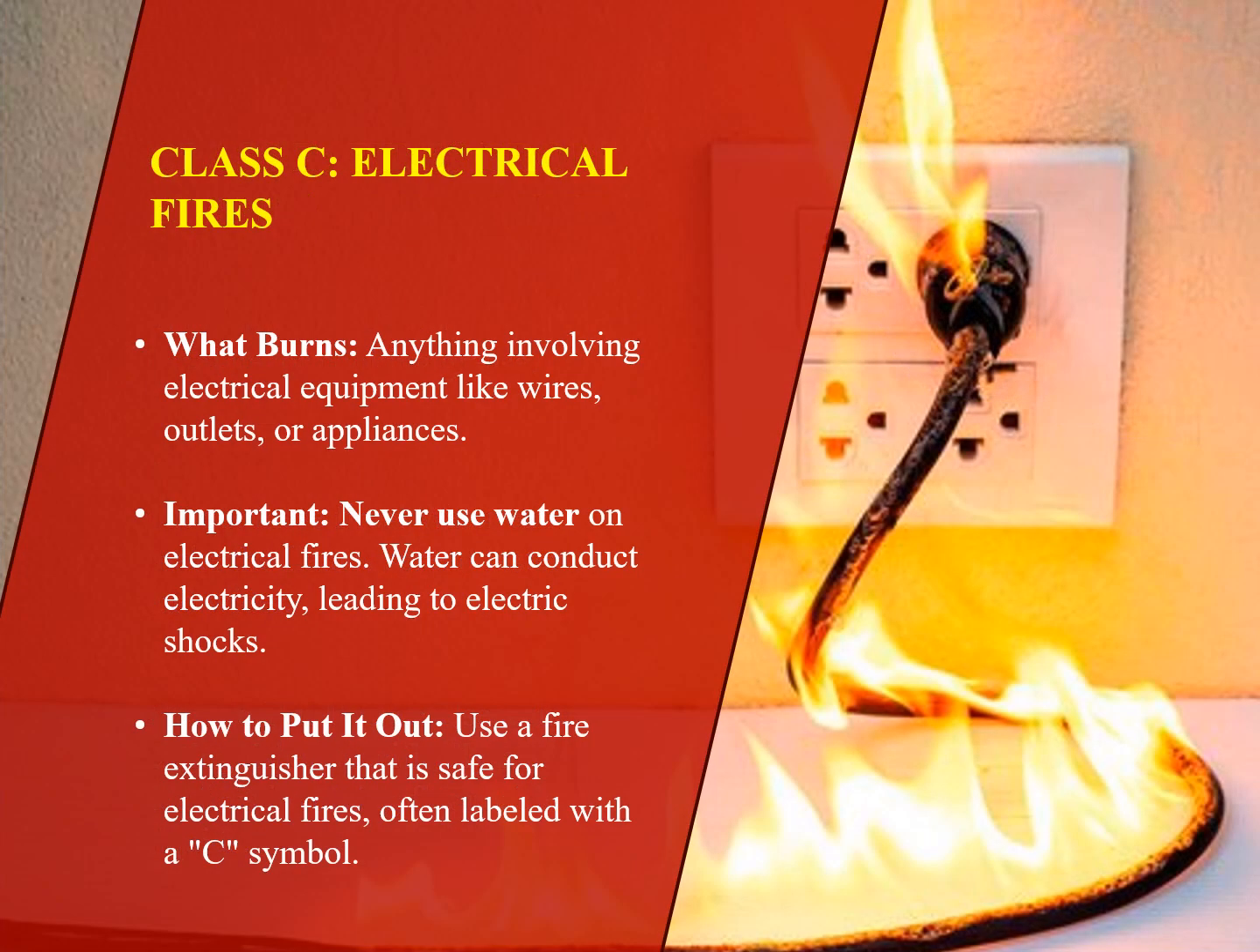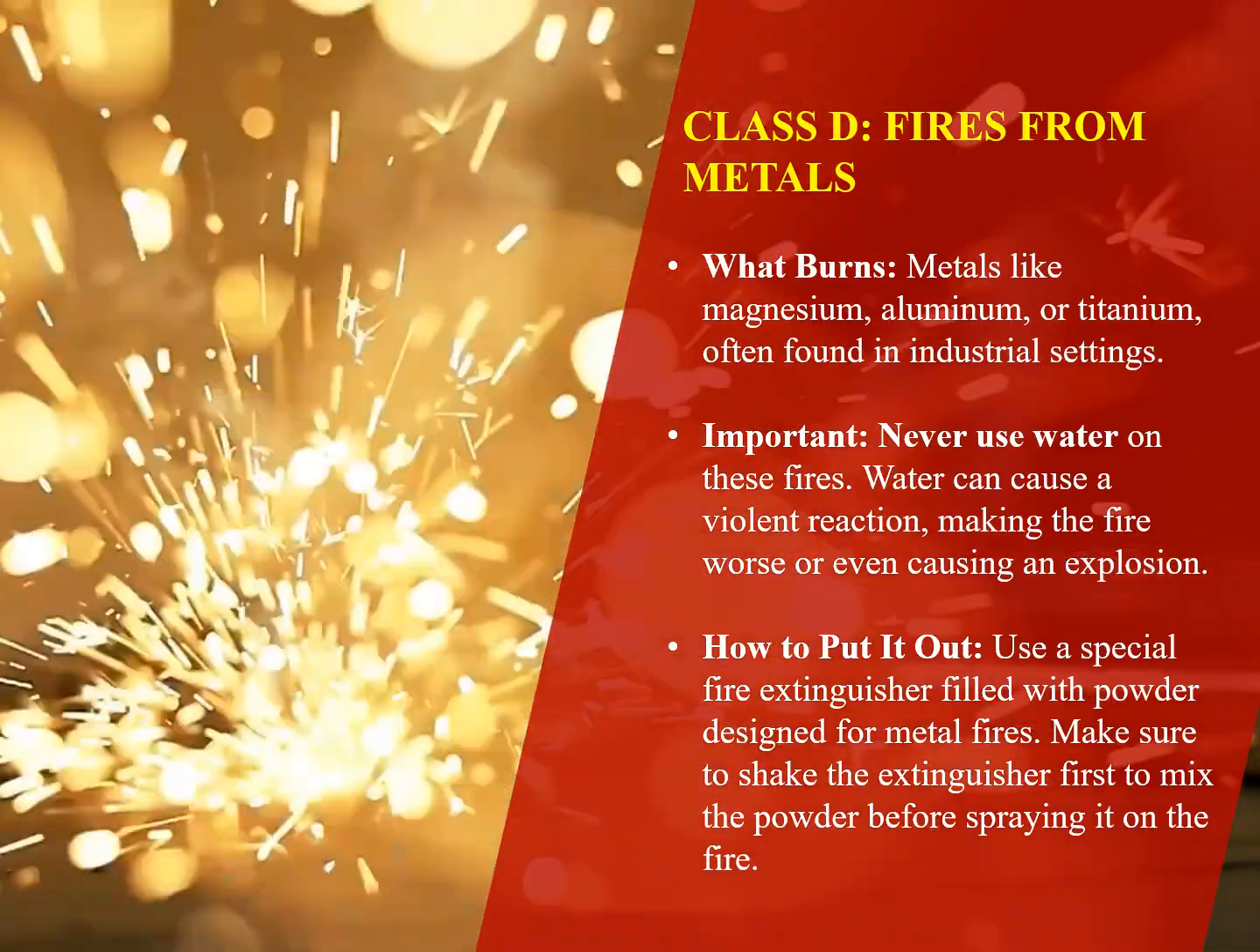Class C. Electrical fires. What burns? Fires involving electrical equipment, such as wires, outlets, and appliances. Important: never use water to extinguish electrical fires, as water conducts electricity and can lead to electric shocks. How to put it out. Use a fire extinguisher rated for electrical fires, typically carbon dioxide or dry chemical ABC or BC, to safely extinguish the fire.